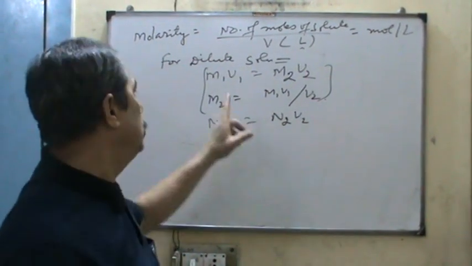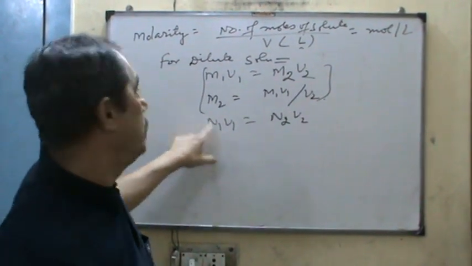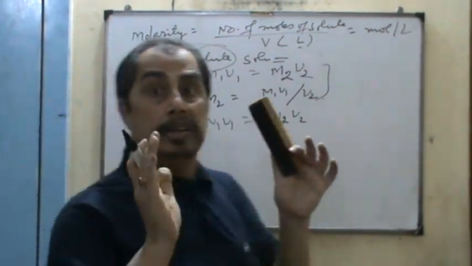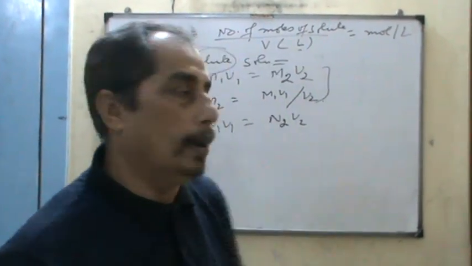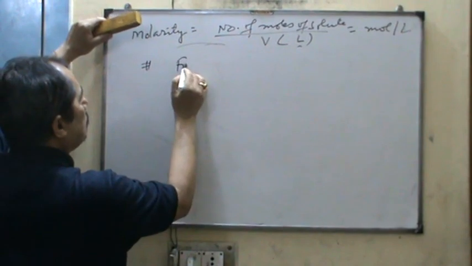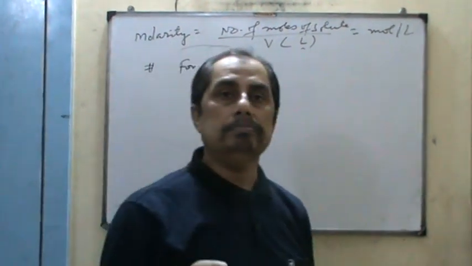But this time, instead of M, we write N, and it stands for normality. So this is the word. Whenever you get this word in a numerical on dilution, then you apply this formula. Next, the formula for two unknown substances.